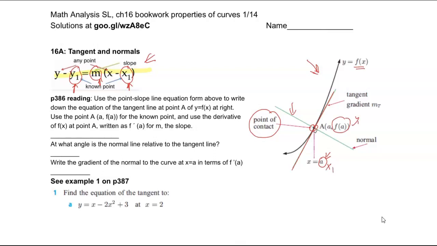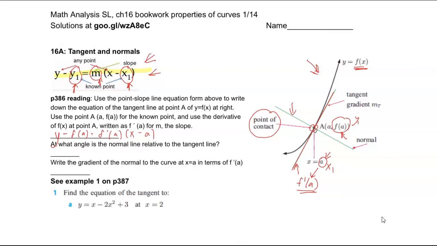Finally, we need the slope of the red line. How do we find the slope of the red line? Slope is the derivative, right? So we find the derivative of the original function, f dash, and then we plug in the a value, and that would give us the slope that we want. So we're going to plug in these three ingredients into our point-slope form. So the y1 comes from f of a. The slope, m, comes from f dash of a. And then the x1 comes from a itself. So there is our equation for the tangent line.